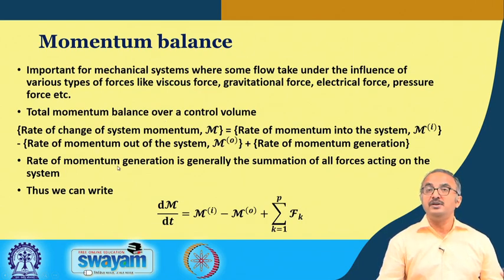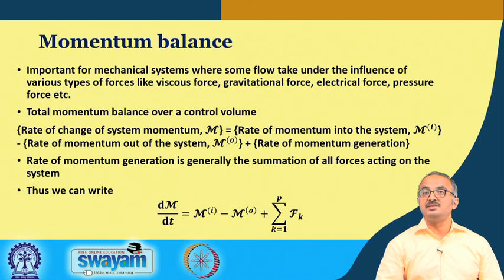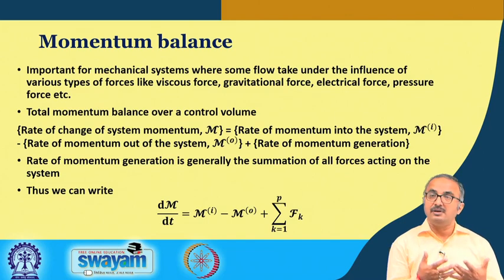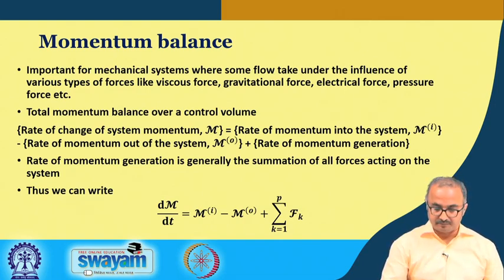Now, how do we generate momentum? This momentum is generated due to the forces. You know that the rate of change of momentum is the force. So, any kind of force acting on the system will generate some momentum change in the system, and that is how the flow behavior of the system will be different. So, this is the mathematical representation of the momentum balance: dm by dt is equal to the rate of incoming momentum minus the rate of outgoing momentum, plus all the forces which are acting on the system.